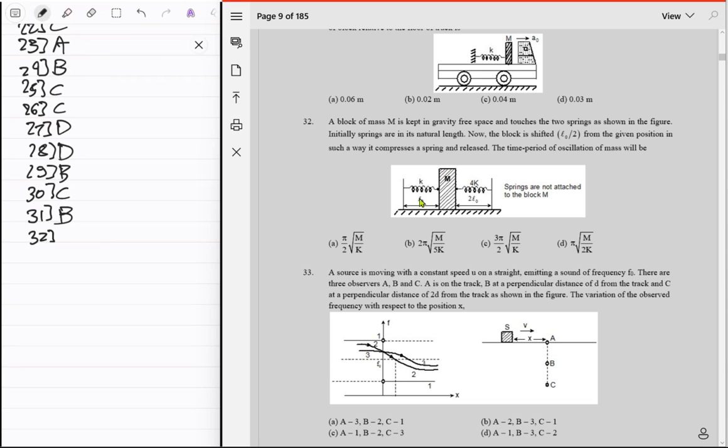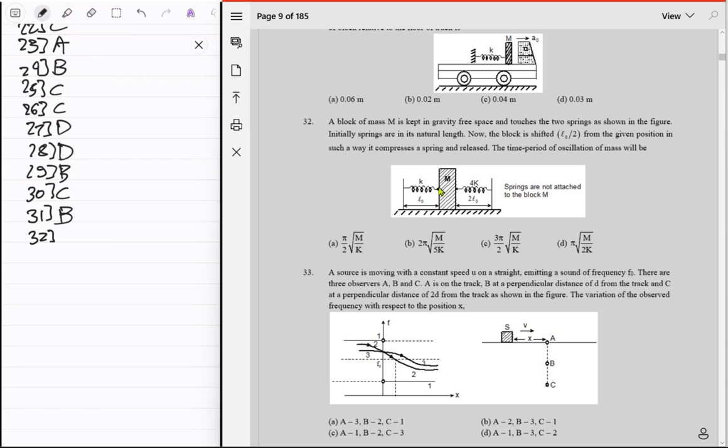Now, the block is shifted L upon 2 from the given position in such a way that it compresses a spring and is released. So ये 2L है, this is L. It compresses a spring and then it's released. The time period of the oscillation of mass will be. Okay, time period of the oscillation, right? Cool, ठीक है ना, we just have to figure out.